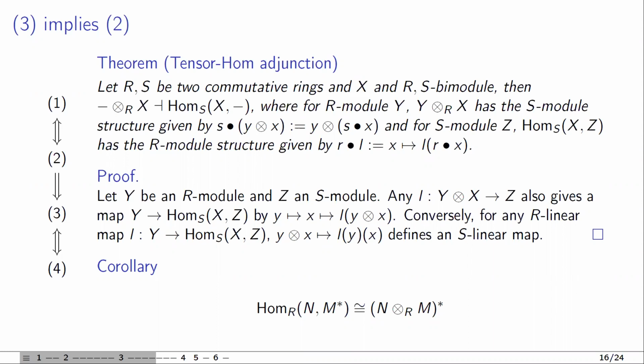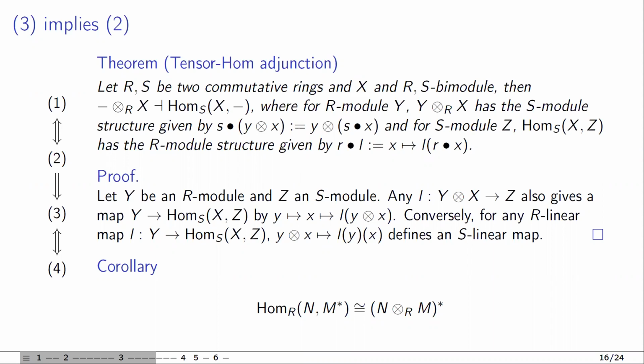I'm explaining below. If Y is another R-module, then Y tensored over R with X is actually an S-module, and the S-module structure is given by s times y tensor x, which is just y tensor s times x. And all the S-linear maps from X to Z form an R-module. The R-module structure is given by: r times L defines a linear map sending x to L applied to r times x.